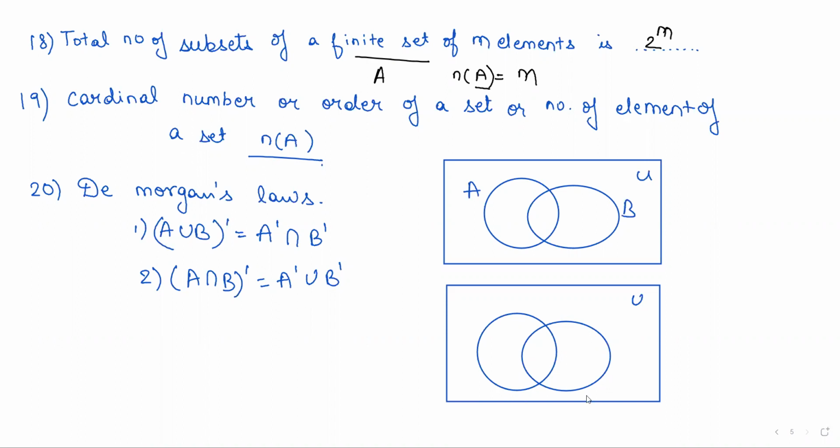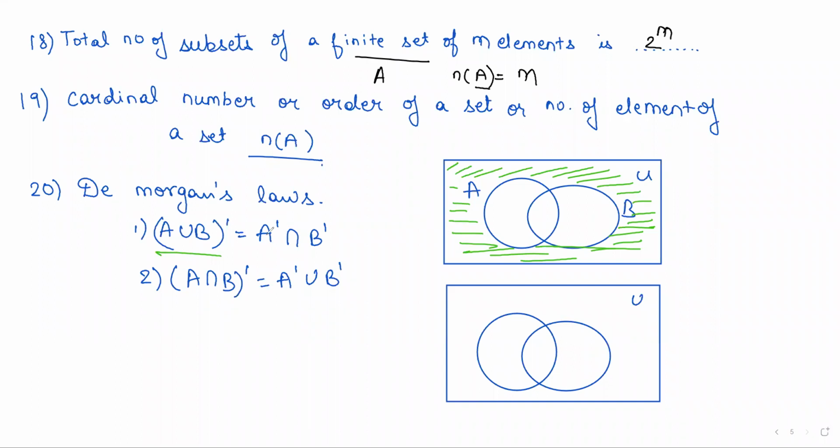So for the first formula, A union B whole complement. A union B means this pink shaded region. If you want to take its complement, then you will have to consider, let's say, the green region. This would be the complement of A union B. That means now we are only concerned with the green region, not with the pink region. So let's erase the pink region. The green region is A union B whole complement.